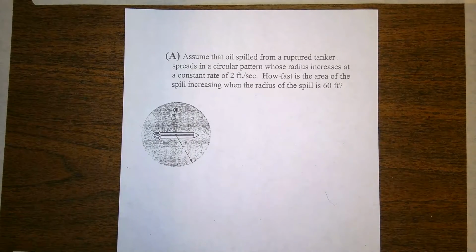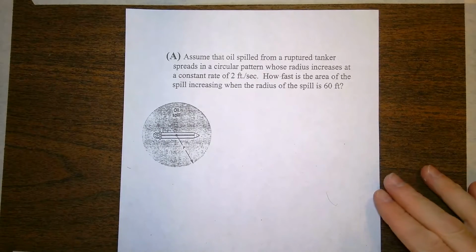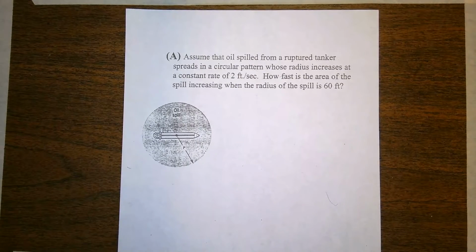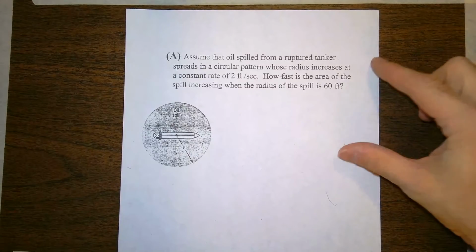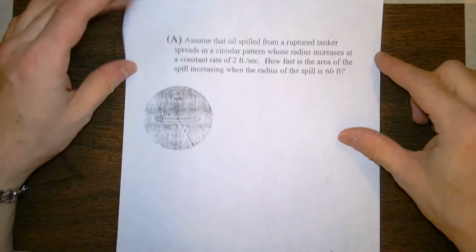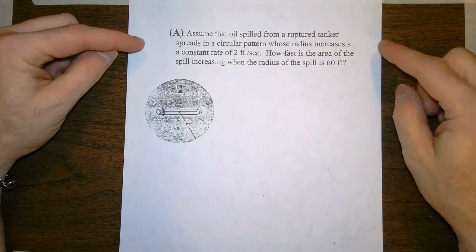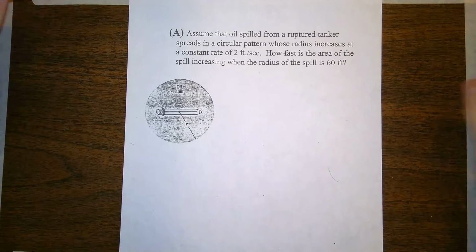All right, so here we go. So our first related rates problem. Diagram's not so good. I've made copies of this so many times. So it says, assume that oil spilled from a ruptured tanker spreads in a circular pattern, whose radius is increasing at a constant rate of 2 feet per second. How fast is the area of the spill increasing when the radius is 60 feet?